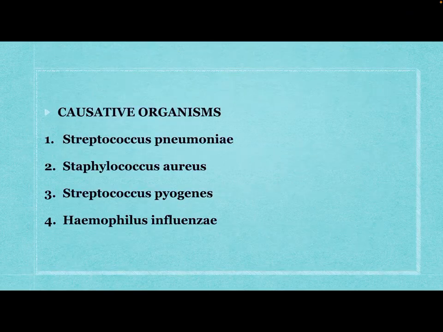So, what are the causative organisms? Which organisms are responsible for orbital cellulitis? Among this list, the most common is Staphylococcus aureus, or MRSA now, followed by other organisms like Streptococcus pneumoniae, Streptococcus pyogenes, and Haemophilus influenzae.